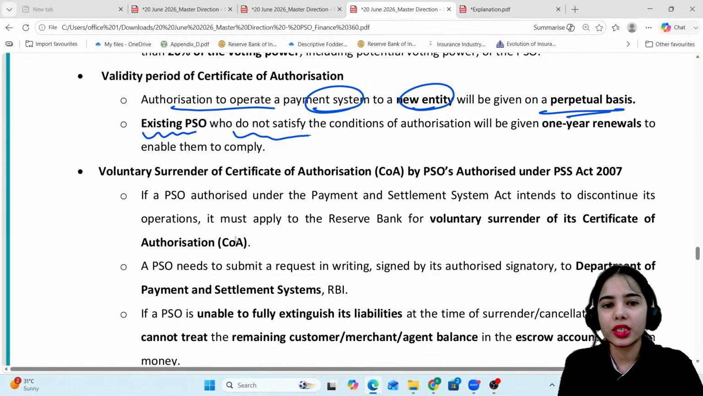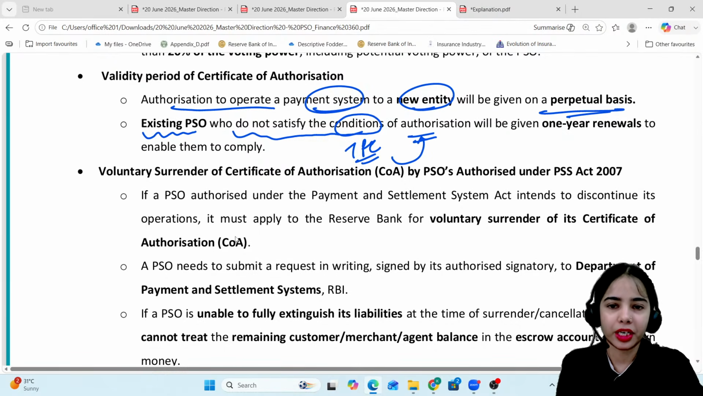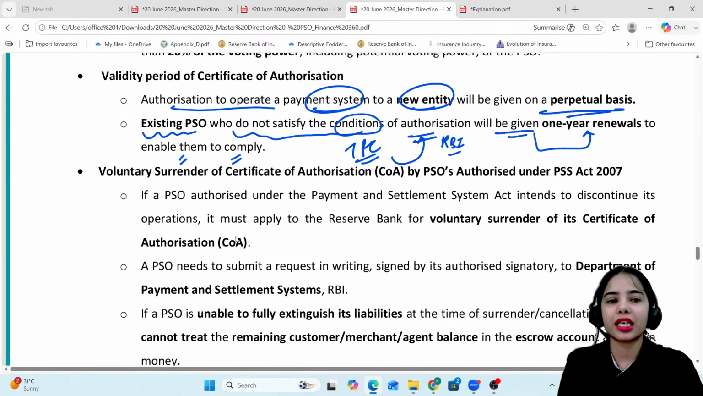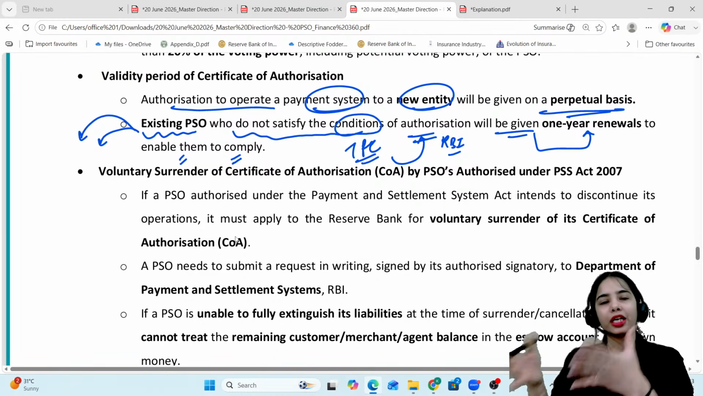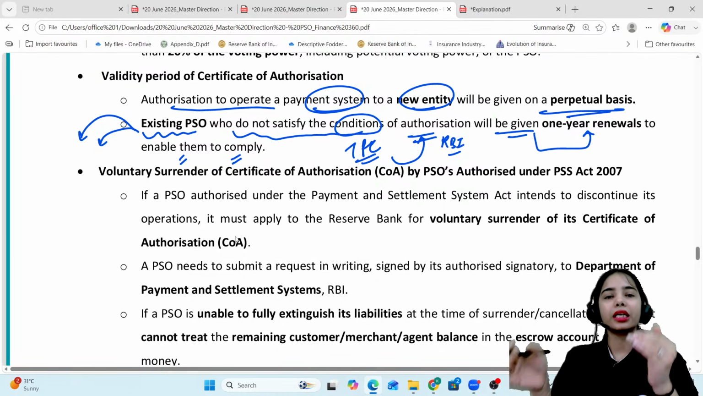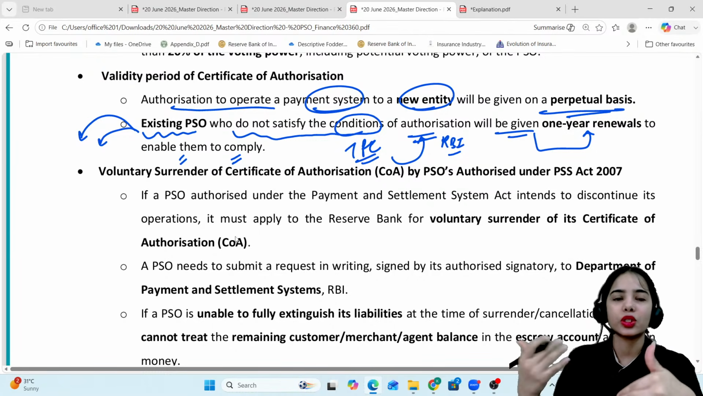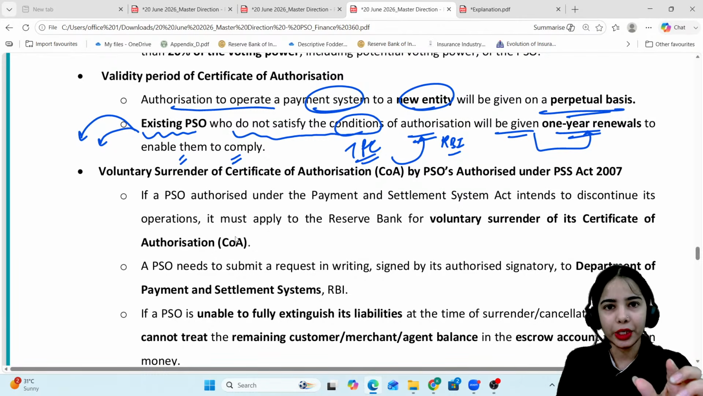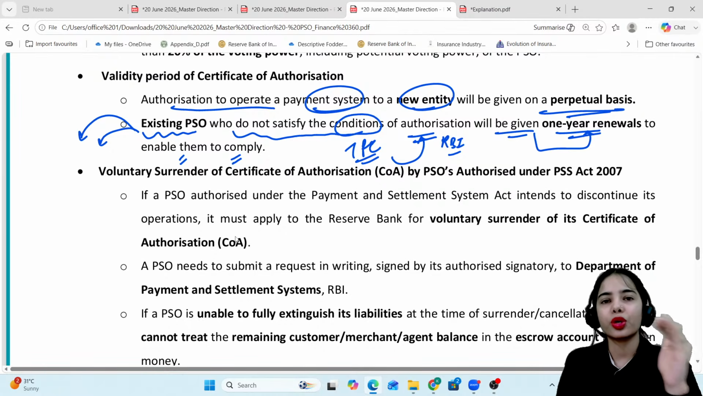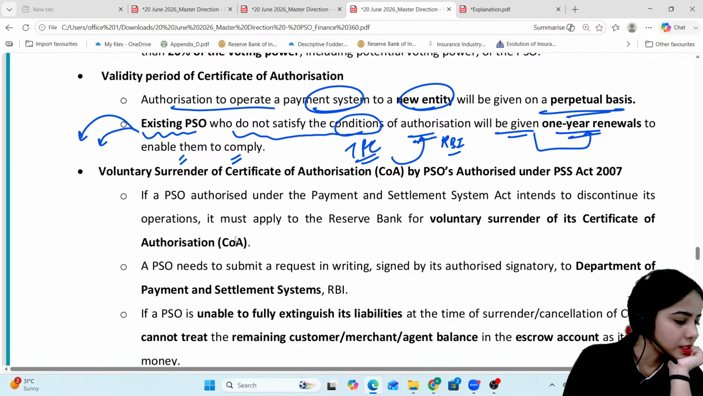Existing PSOs who do not satisfy the terms and conditions that were laid down during the authorization provided by the RBI will be given 1 year renewals to enable them to comply. As well as if they are not fulfilling certain terms and conditions, or their interface is having any problem, or they are not working in the direction of the public interest to some extent, or there are certain facilities that they are providing that are not complete or not very beneficial, there is a 1 year renewal time period provided to them to comply with the RBI changes, to comply with the RBI directions. Okay, this is the idea.